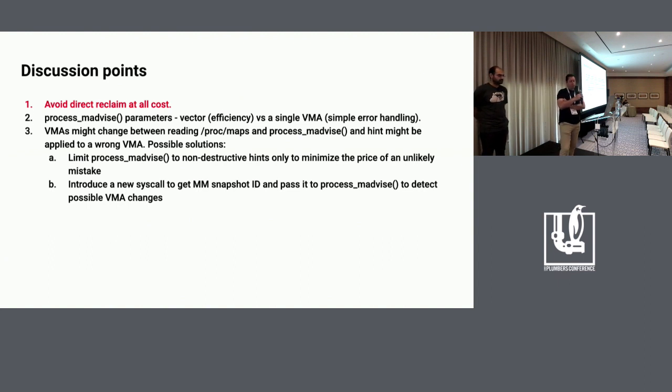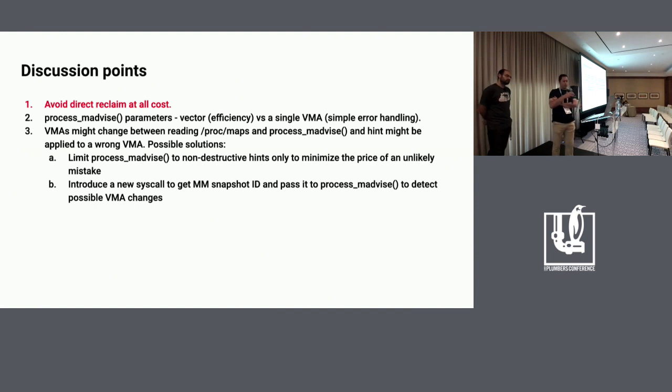So the two options that we see: one, because those hints are non-destructive, if we make a mistake, the worst that can happen is we will have to page in some of the memory back. So it's non-destructive. The second option is to come up with an additional syscall, which would basically take a snapshot ID of the other process's memory. Let's say we associate a counter with the MM of that process, and every time we call this function, it will return that counter, but if the MM changes, let's say the VMA mapping changes there, then that counter increments. And we provide that snapshot ID with the process_madvise.